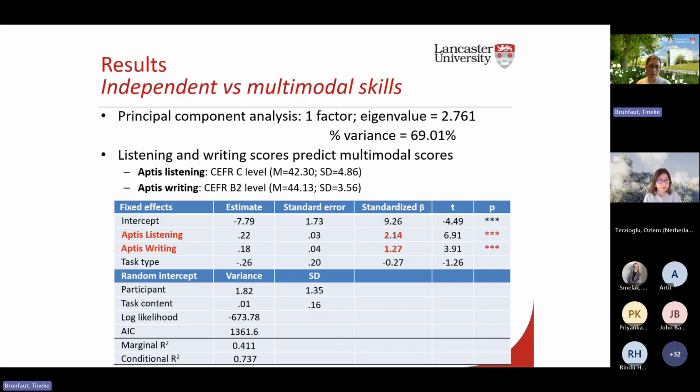Principal components analysis showed us that there's one big factor that explains 69% of the variance, and the further analyses, mixed effects modeling, showed that yes, listening and writing are predictors, but that's not the whole story. So it points to that idea again that there's a big multimodal integrated task factor where all these things interact.